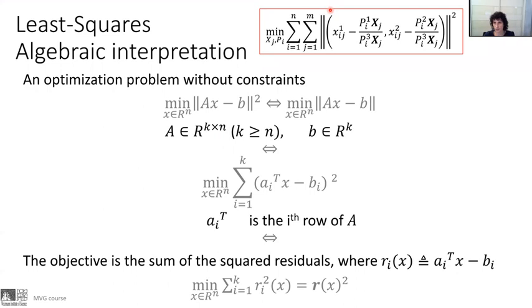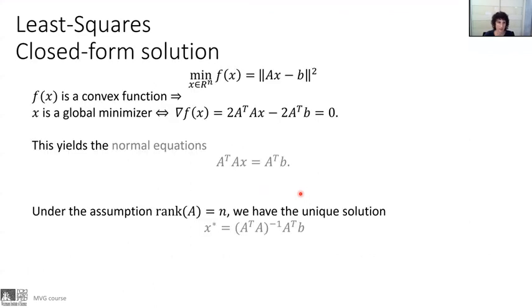Here in the top part of the slide, you see the least squares of something which is actually non-linear and does not resemble this formulation, but it resembles it in the sense that it's a least squares, okay? Sum of squared residuals, okay? So in the case of least squares, we have a closed form solution.